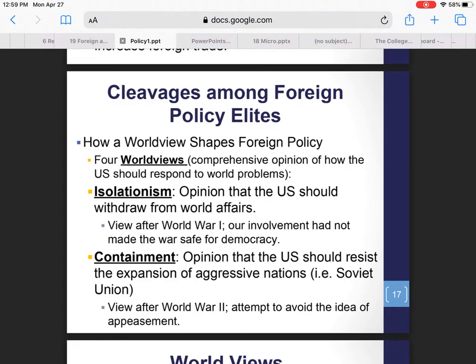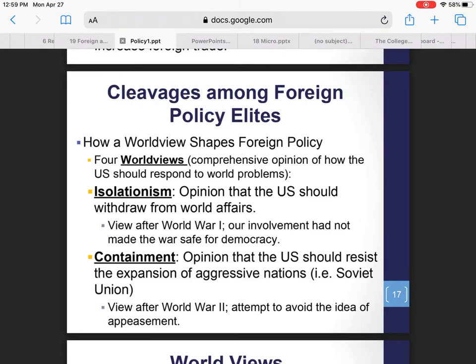Now, after World War II, we saw the beginning of the Cold War, and the U.S. shifted to a foreign policy view called containment. And this was the idea that we should resist the expansion of any sort of aggressive nation. Now, in this case, we're talking about the Soviet Union, but it really could be anybody. So if we practice containment today, it could be North Korea, it could be Iran, anything like that.